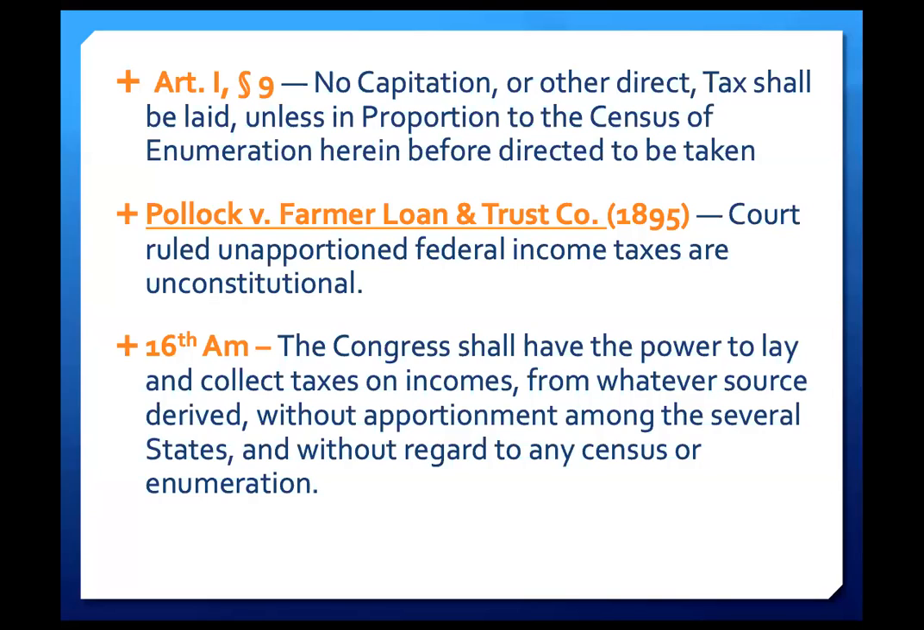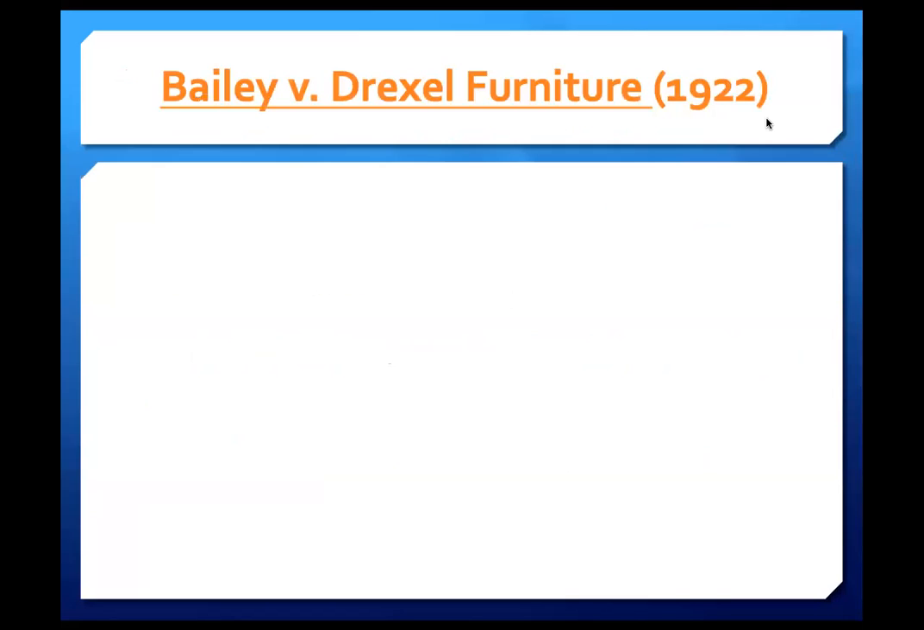But there has been some question about when and how Congress can use taxation, and particularly if there's a line between taxation and Congress trying to use taxation as a penalty for regulatory purposes. So I'm just going to talk a minute about this case I didn't have you read. It's actually not even in our book, called Bailey versus Drexel Furniture from 1922.